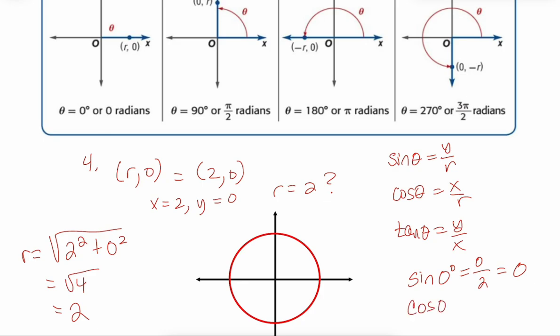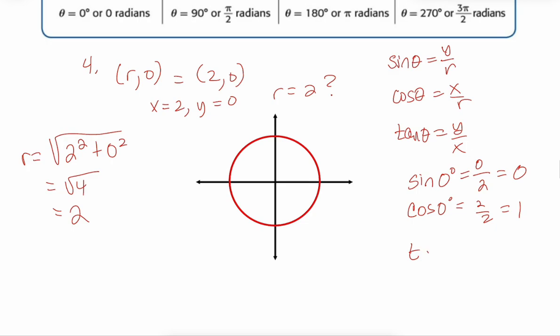Let's look at the cosine of 0. For the cosine of 0, we're going to get the x value over r. If you put that into your calculator, the cosine of 0 degrees is always equal to 1. And then finally, the tangent of 0 degrees is always the y value, 0, over the x value, 2 or 0. So no matter what, if you put into a calculator the sine of 0, it is going to be 0. The cosine of 0 is always 1, and the tangent of 0 is always 0.